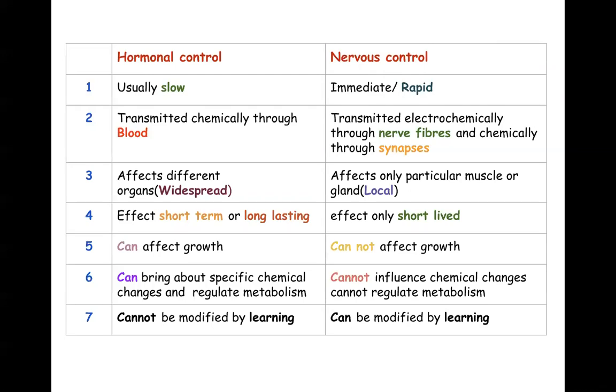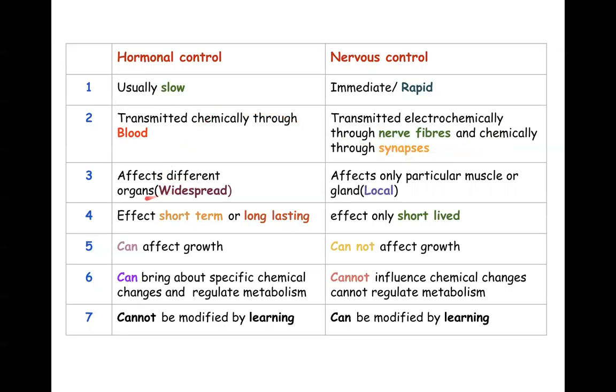But before we move to the individual glands, you need to study the difference between hormonal and nervous control. Both of them, I told you, maintain homeostasis, but the hormonal control is usually slow, whereas the nervous control is immediate or rapid. The hormonal control is transmitted only through blood, whereas the nervous control is transmitted through synapses when two neurons come in close contact, and it is transmitted chemically through a neurotransmitter.